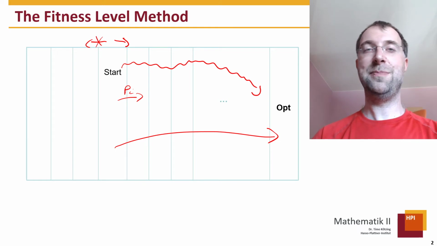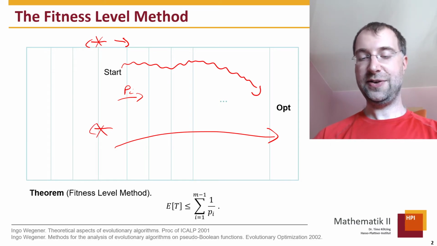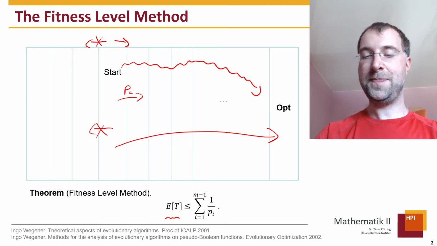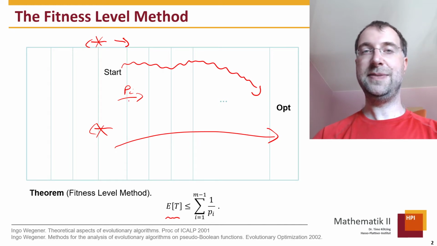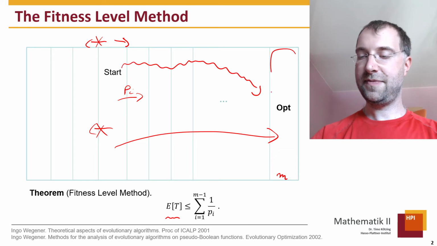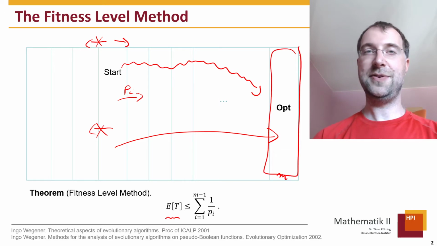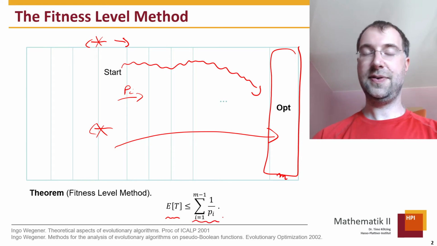For the method, it's not really important that it's based on fitness. What's important is that you can never go a slice backwards. So this is not allowed. What did Wegener show? He showed that the total time it takes to get from wherever you start to the optimum is, in the worst case, that you need to leave each level, and leaving a level, if the probability is p_i, is, because of the geometric distribution, bounded by 1 over p_i. And if the optimum is everything in level m, the time it takes to reach level m, the last level, is then just this sum.